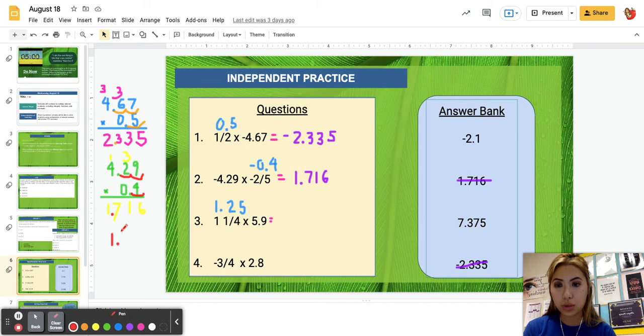So 1.25 times 5.9. 5 times 9 is 45. 2 times 8 is 18. 18 plus 4, 22. 1 times 9 is 9. 9 plus 2 is 11.